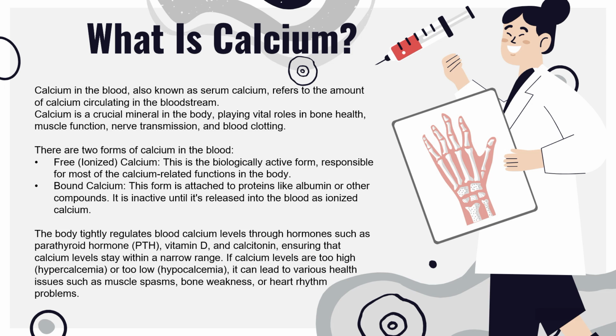The body tightly regulates blood calcium levels through hormones such as the parathyroid hormone or PTH, through vitamin D, and through calcitonin, ensuring that the calcium levels stay within the normal range in the body. If calcium levels are too high, it is known as hypercalcemia, or too low, which is known as hypocalcemia. It can lead to various health issues such as muscle spasms, bone weakness, or heart rhythm problems, which are known as arrhythmias. So now that we know what calcium is, let's take a closer look at why calcium is so important in the body.